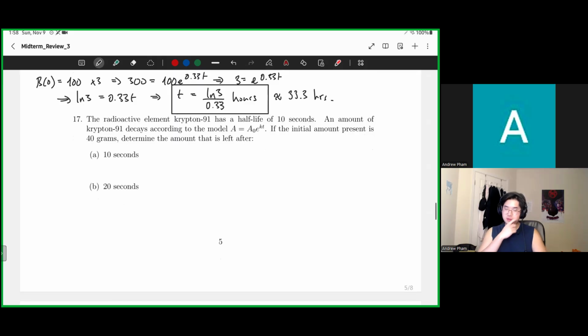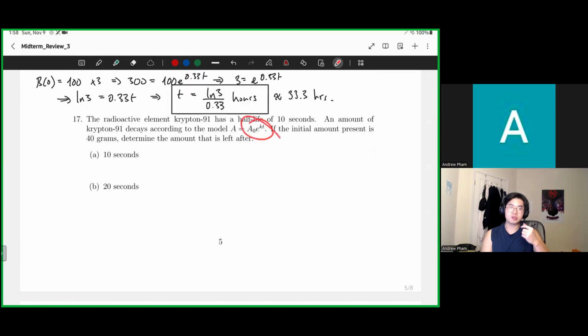All right, number 17. Number 17 says the radioactive element krypton 91 has a half-life of 10 seconds. An amount of krypton 91 decays according to the model A is equal to A naught times e to the kt. If the initial amount present is 40 grams, determine the amount that is left over after 10 seconds and 20 seconds. So you know this model, right? We talked about it in class.